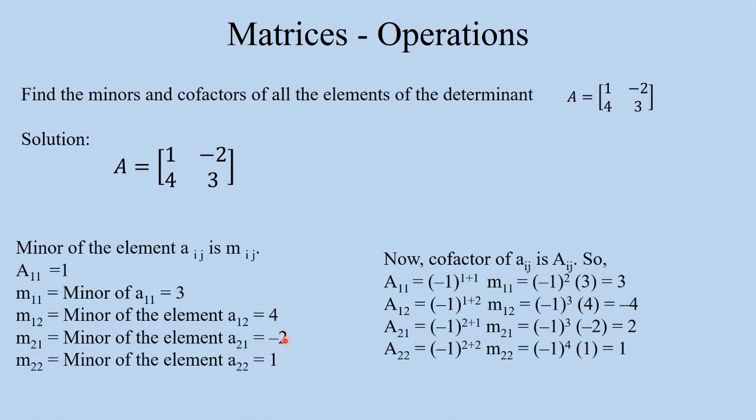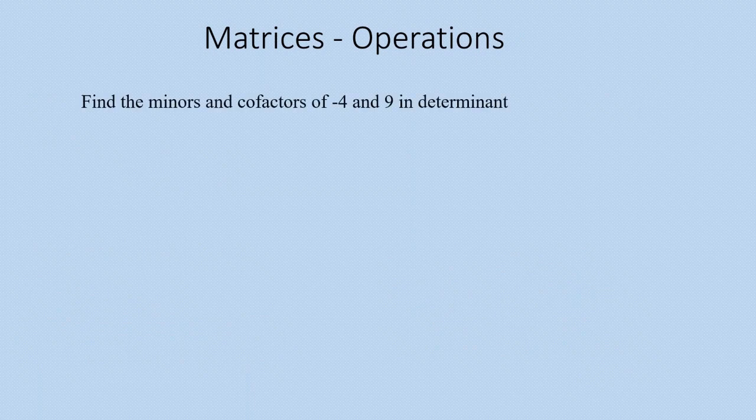A21 is equal to minus 1 to the power 2 plus 1 times M21, which is equal to minus 1 to the power 3 times minus 2, which is equal to 2. A22 is equal to minus 1 to the power 2 plus 2 times M22, which is equal to minus 1 to the power 4 times 1, which is equal to 1.